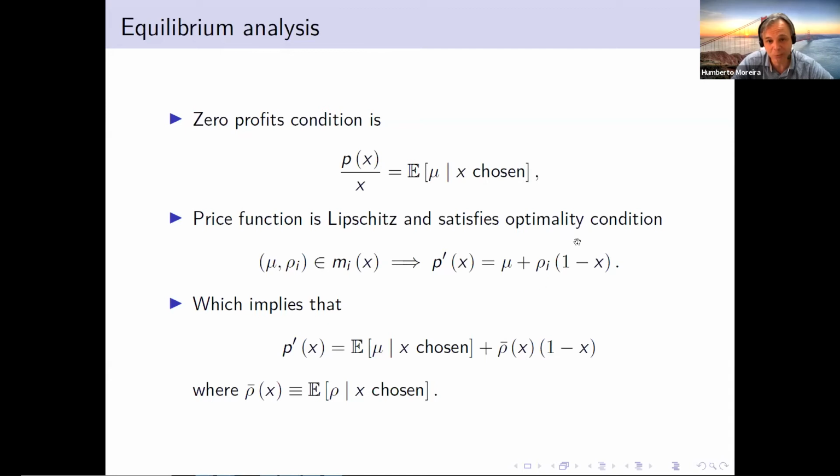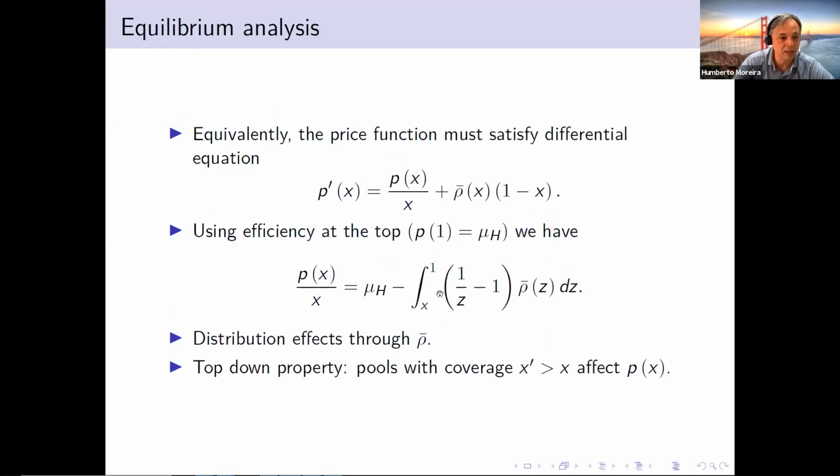If you play with this rho here, for low and high risk averse types, and take the conditional expected value, you're going to see that the marginal price is the expected risk times the expected risk aversion, which is exactly this formula here. So this is exactly the expected risk aversion given the X chosen, times 1 minus X, right? If you plug that formula into this one here, you can find the ODE.